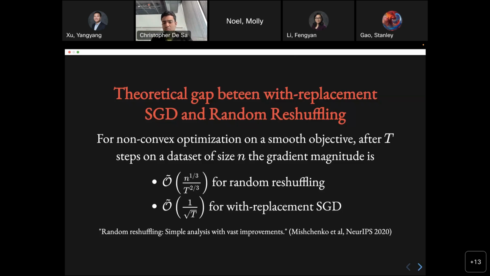And for random reshuffling, this rate is somehow improved to big O tilde of n to the 1/3 over t to the 2/3. And so the exponent of t is larger, and this suggests that after you're running a number of steps that is large relative to n, you start seeing an improvement of random reshuffling over with-replacement SGD in theory. And this matches what people observe in practice.